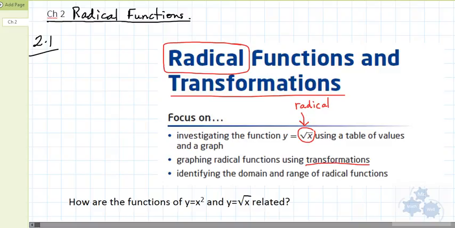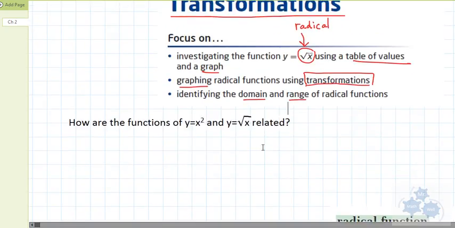So we're going to look at a table of values for this graph. We're going to look at graphing these functions using the transformations. And we're also going to talk a little bit about domain and range in this lesson. So that's kind of where we're headed.